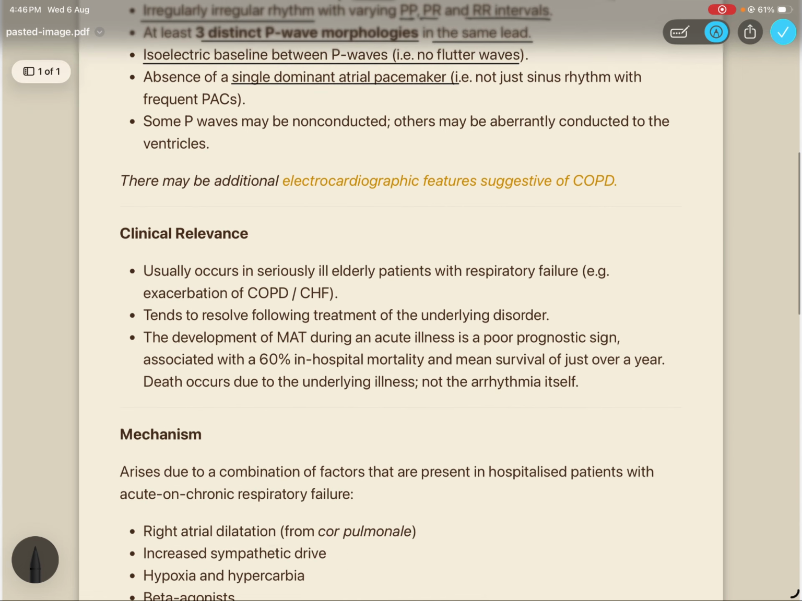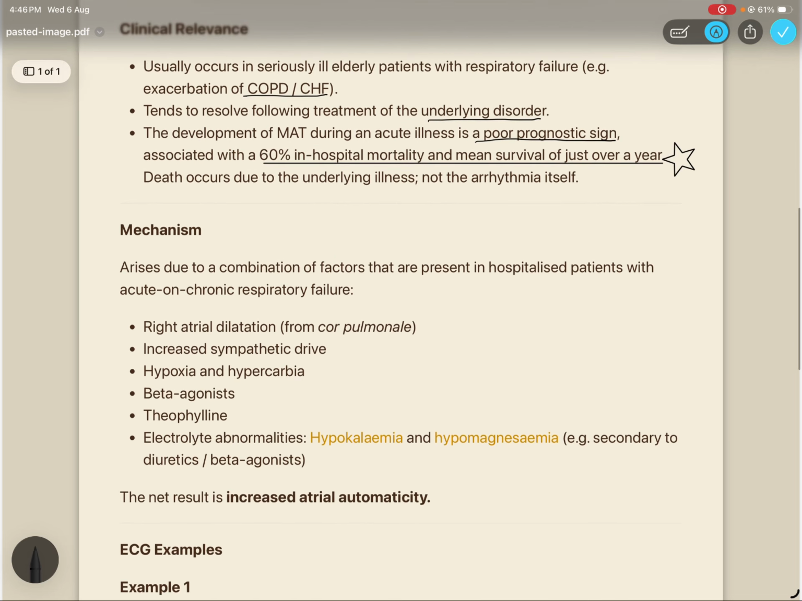Clinical relevance: it usually occurs in seriously ill elderly patients with respiratory failure, like COPD and CHF, and tends to resolve following treatment of the underlying disorder. Development of MAT during an acute illness is a poor prognostic sign, associated with 60% in-hospital mortality and mean survival of just 1 year. So, important as a prognosticating marker. Death generally occurs due to the underlying illness.